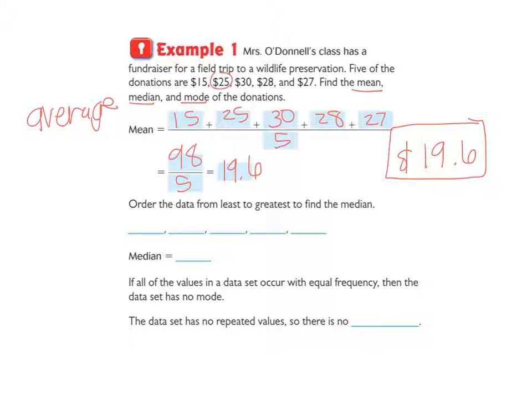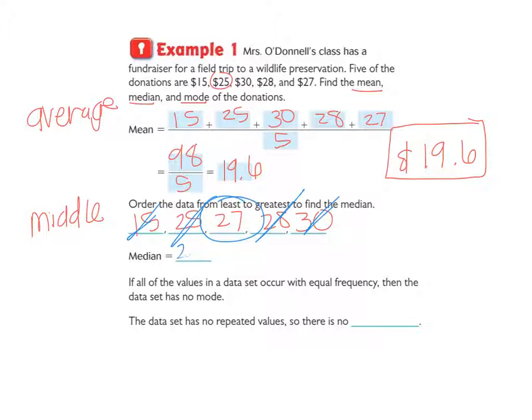Our median is going to be the middle number. So remember, when you're looking for your middle number, you have to first put them in numerical order. So my smallest is 15. My largest is 30. And looks like I have 25, 27, and 28. Once I get to that point, take a small one, take a big one, take a small one, take a big one. My middle number is 27, so my median is 27.